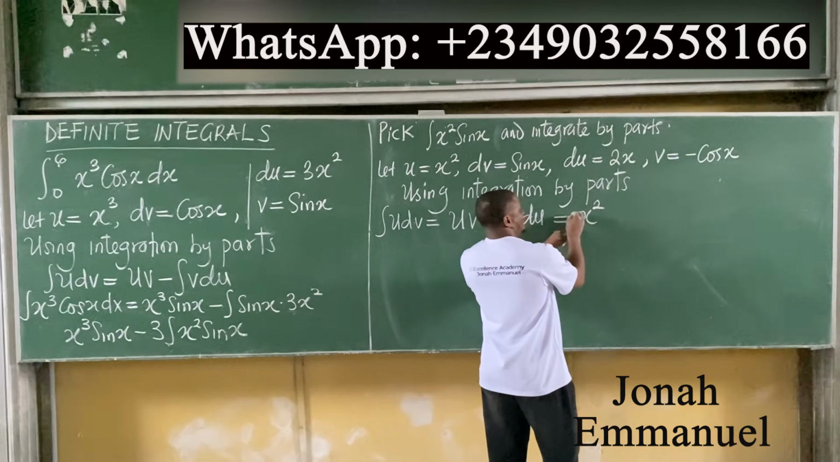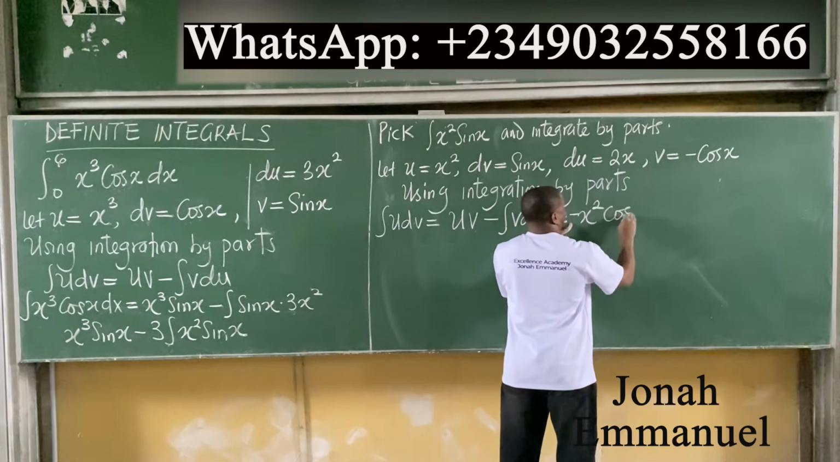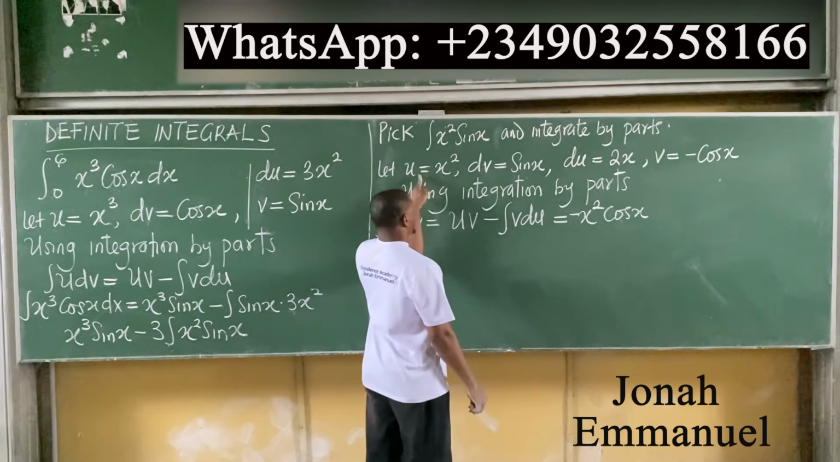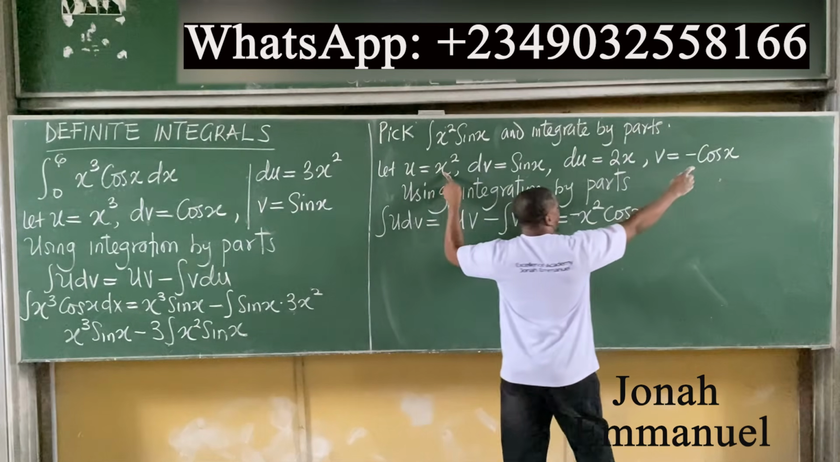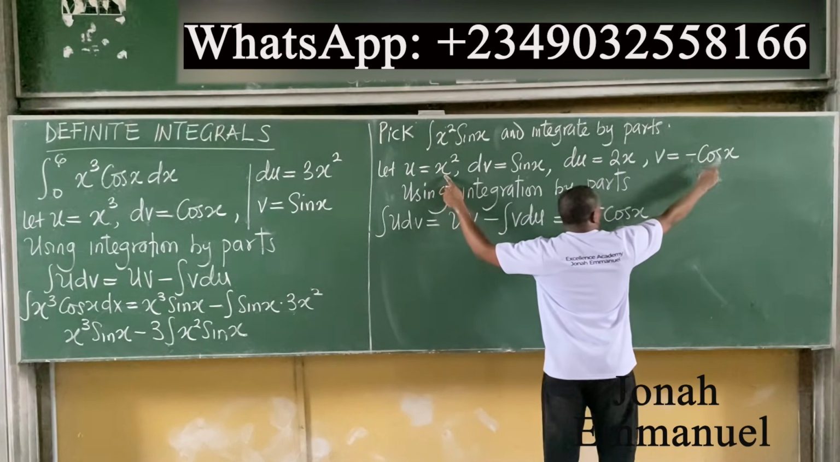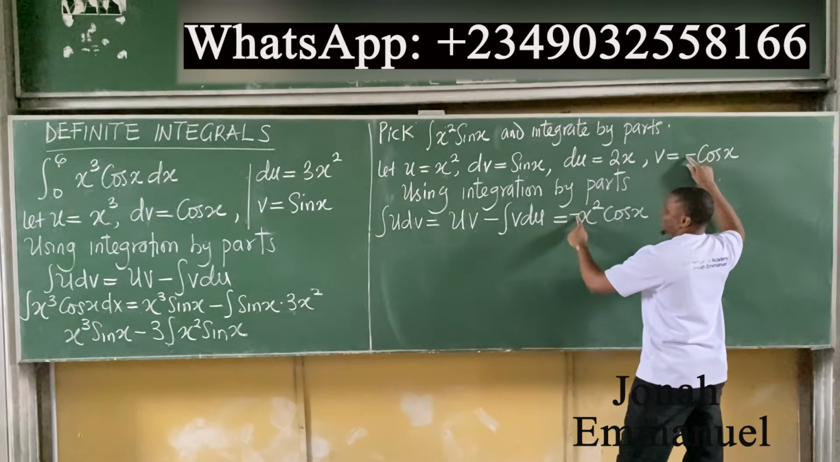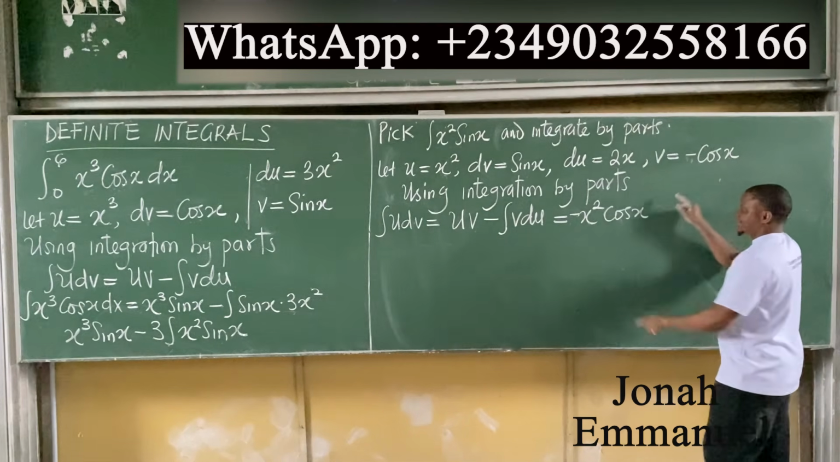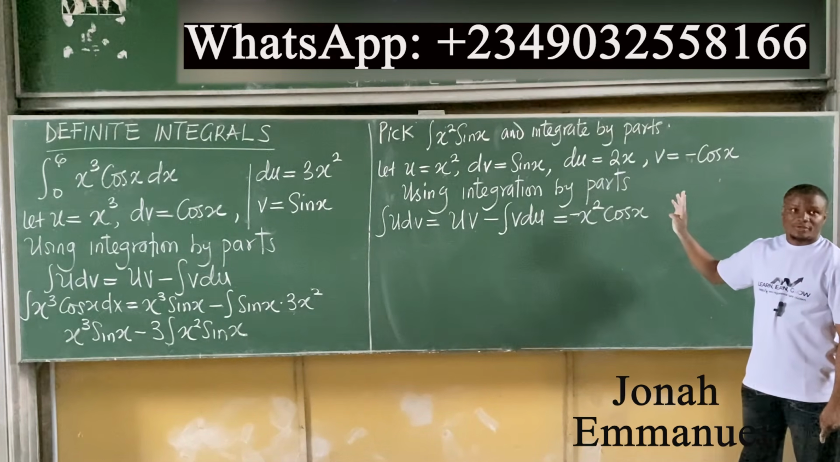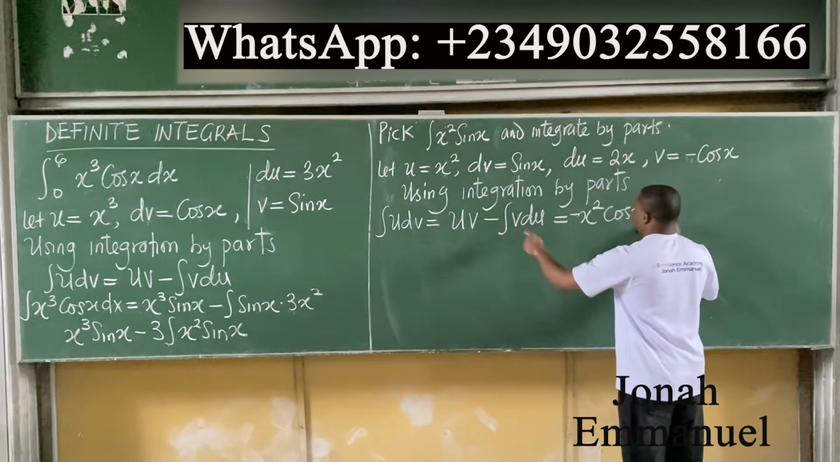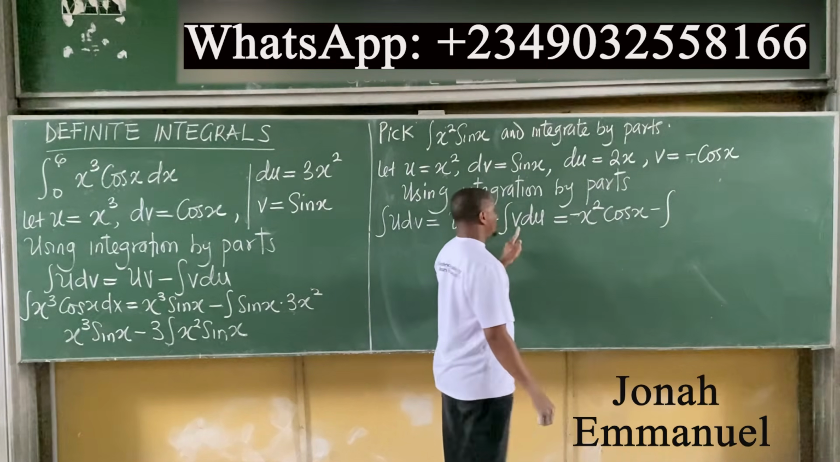So please, can I call this minus x squared cos x? Let's save ourselves time. Is that okay? Please, uv means u, that's x squared, times v, minus cos x. If x squared multiplies minus cos x, the minus comes out first, minus, and then x squared, and then cos x. Are we good? Okay. Minus the integral of v du.